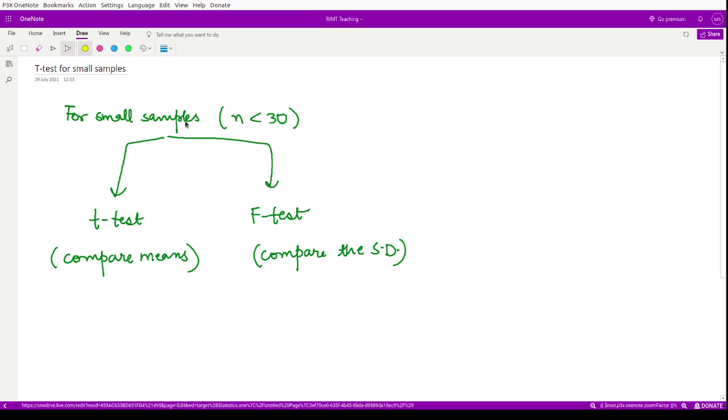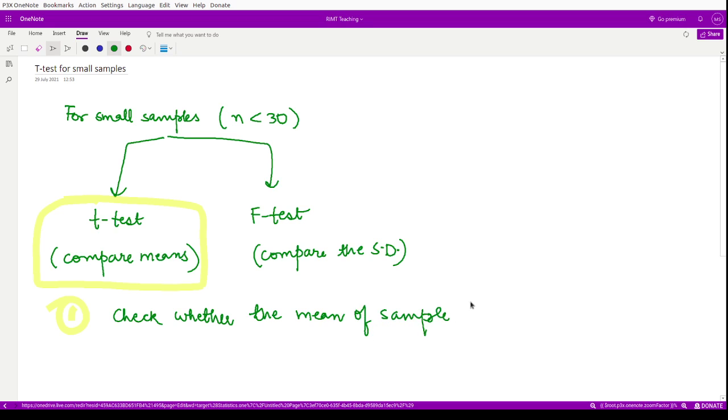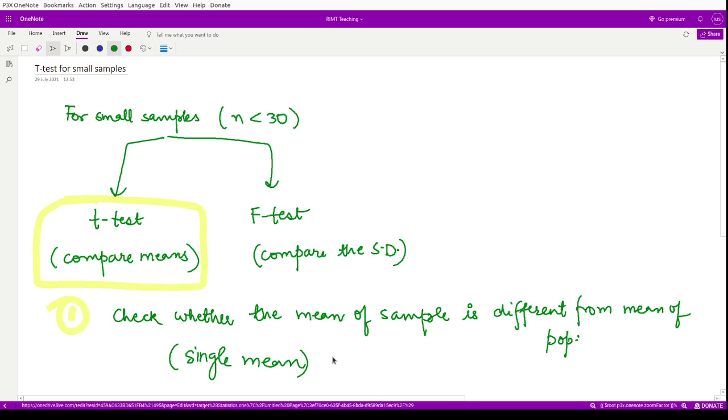So today here we first of all will look at the t test. So here what you may do, you may either check whether the mean of sample is different from the mean of population. So basically we will check this for the single mean, right, when you have only one sample.